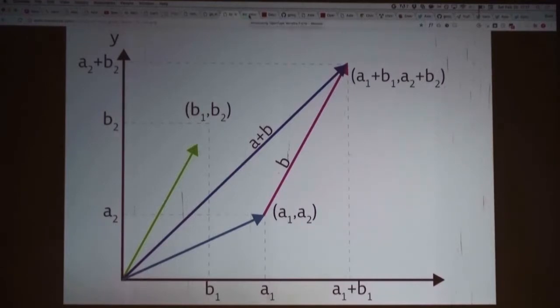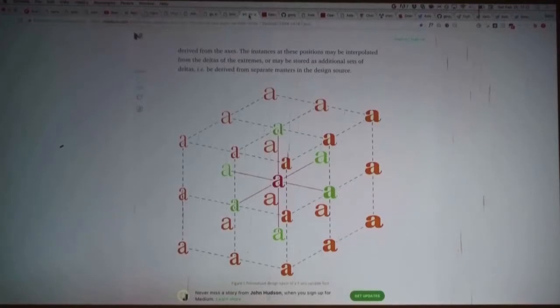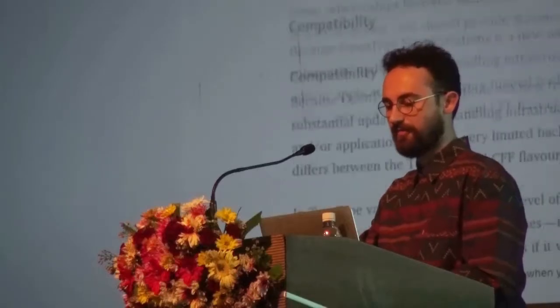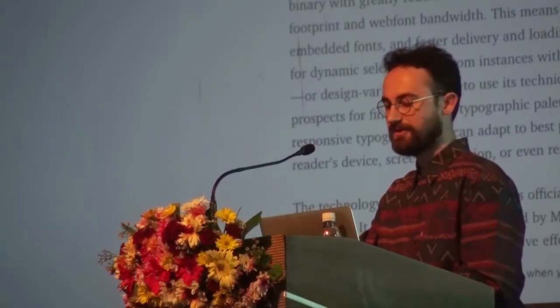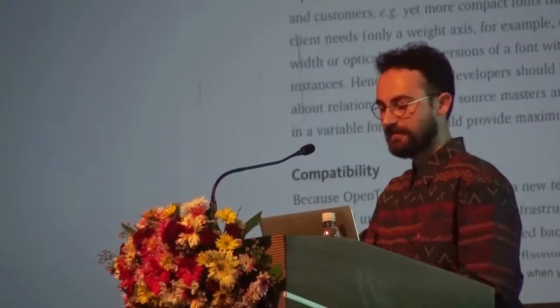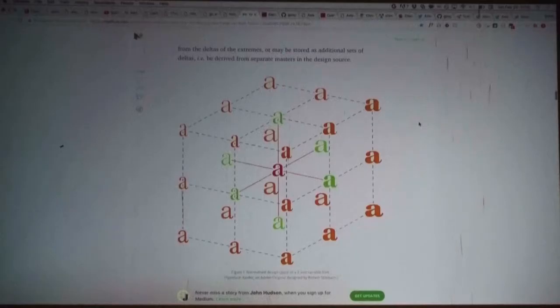And this creates the possibility for very complex design spaces. This illustration is from the John Hudson Introduction to OpenType Variable Fonts that was published at the time of the ATypI announcement, and it shows a multi-dimensional space. It's kind of difficult for me to get my head around.